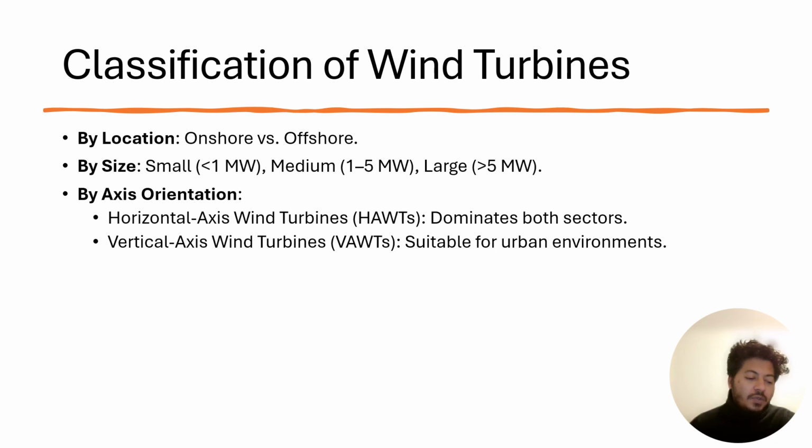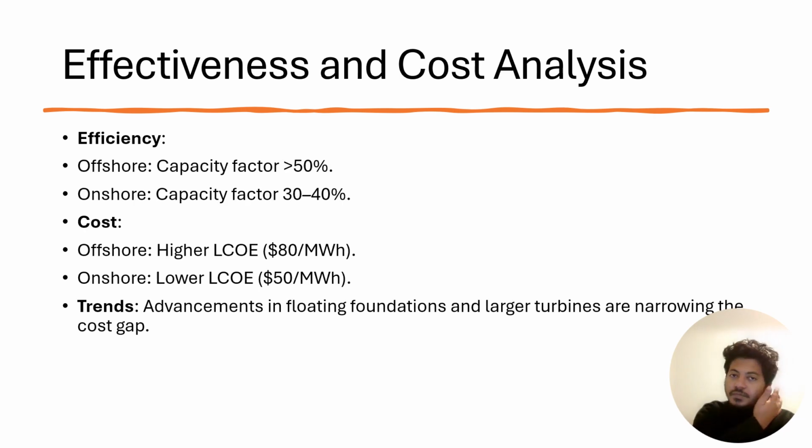The diagram comparing HAWTs and VAWTs highlights the dominance of horizontal axis wind turbines due to their scalability and efficiency. Vertical axis turbines, though less common, are gaining attention for urban environments. As seen in the urban deployment image, these classifications demonstrate the adaptability of wind turbines to diverse settings.